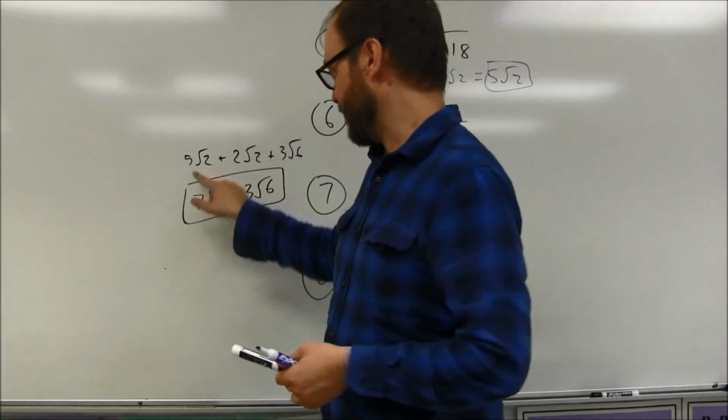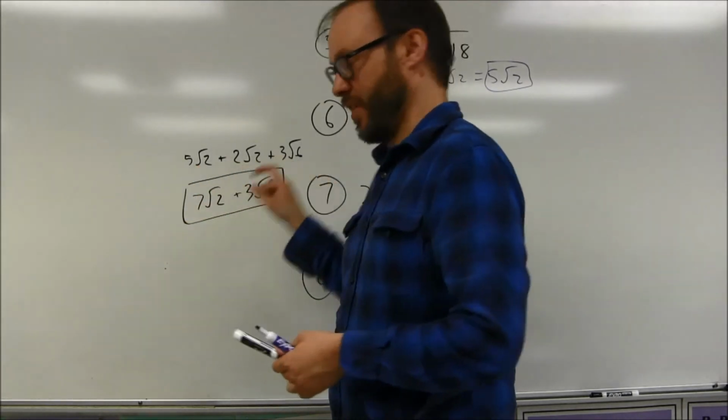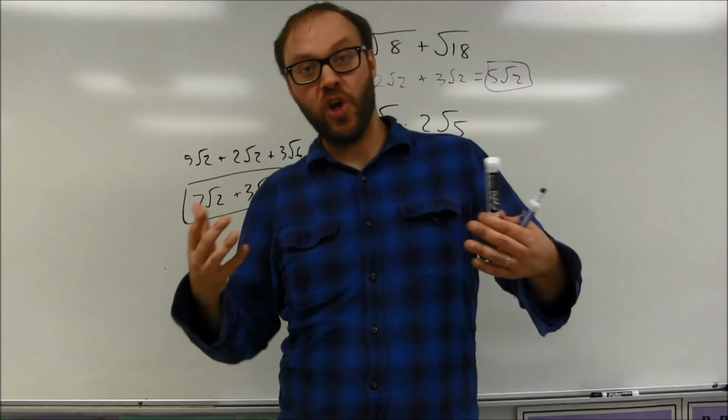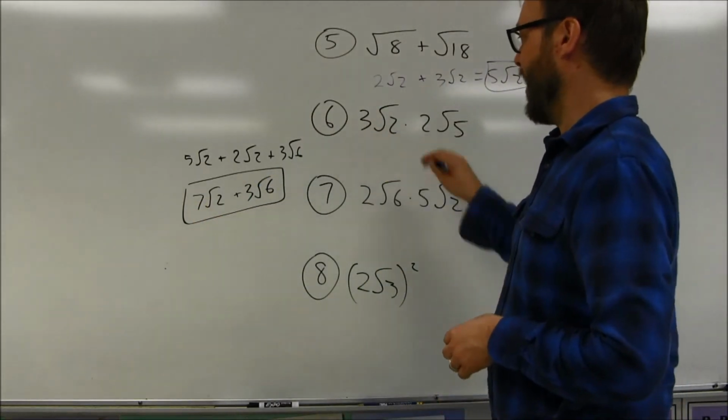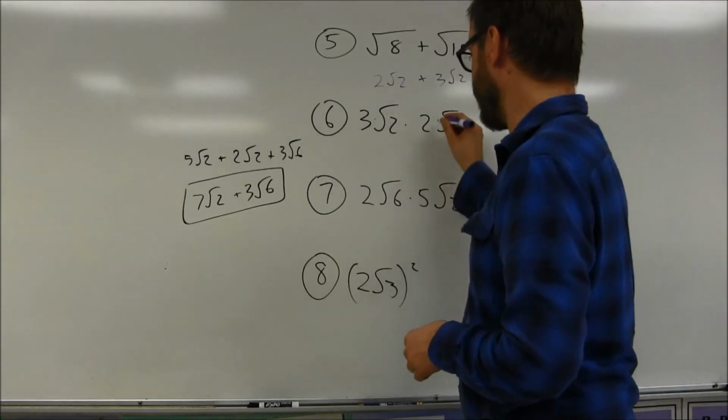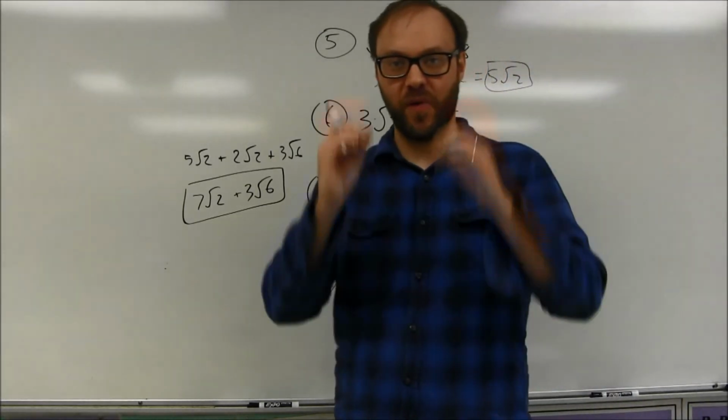It's very much like if you had 5x plus 2x plus 3y. You would add the x's together. You wouldn't add the y's together. All right? Back over here. Multiplying. This means 3 times the square root of 2. That means 2 times the square root of 5.